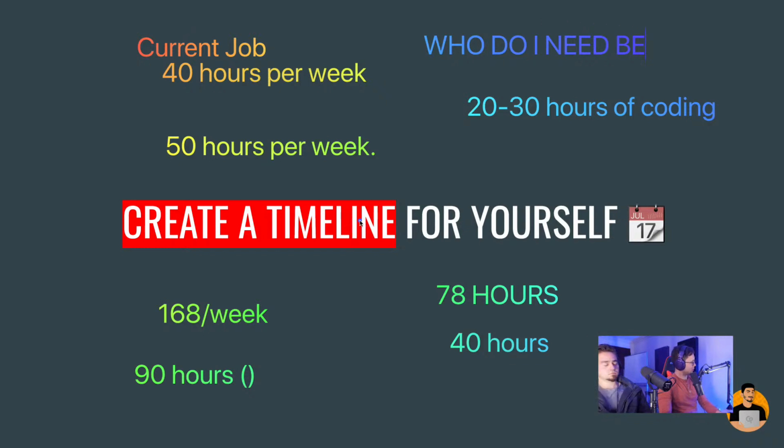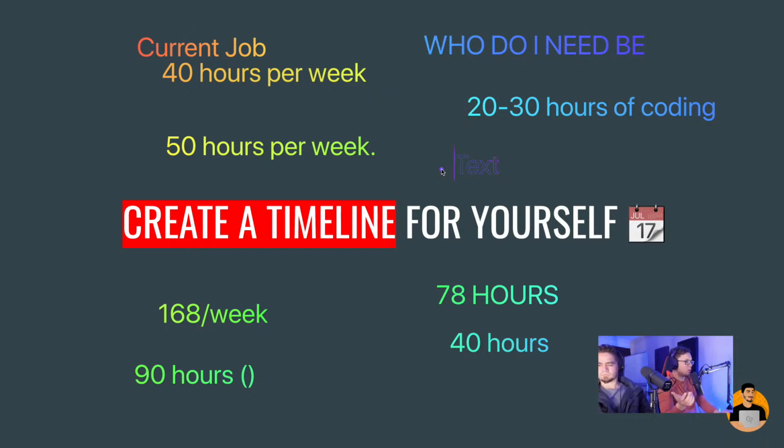For instance, just say 5 o'clock. So is it true that between 5 and 7, or 5 and 8, you can always dedicate time for coding? Yeah, there you go. So that's already 3 hours per day. Times that by, let's say, 5. That's already 15 hours.